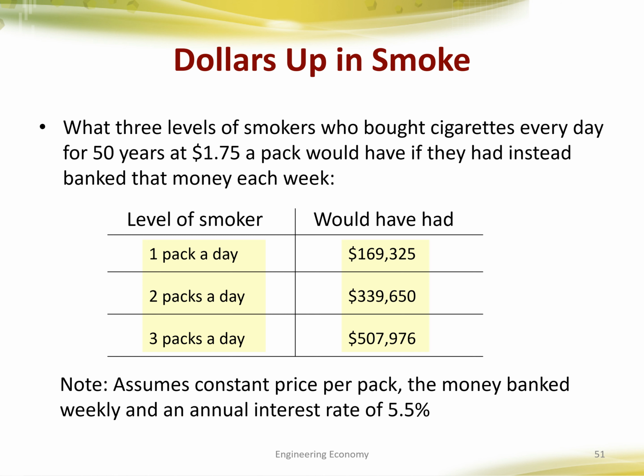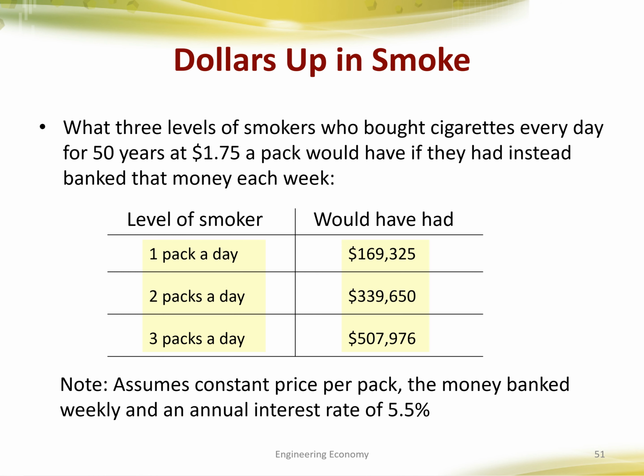Assuming that the annual interest rate is 5.5%, then if we calculate using the earlier equation, we can know that if we smoke a pack a day over a 50-year period, and we deposit the money that we spend on the cigarette weekly, it will come to $169,000, close to $170,000. If we smoke 2 packs a day, it will double that number, and so on.